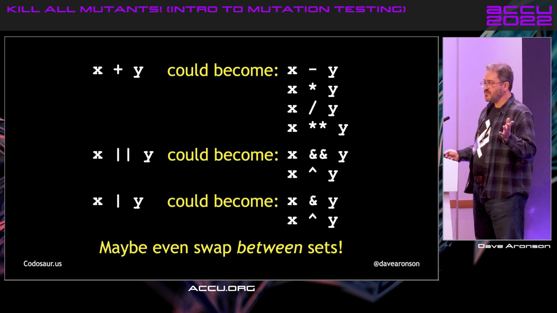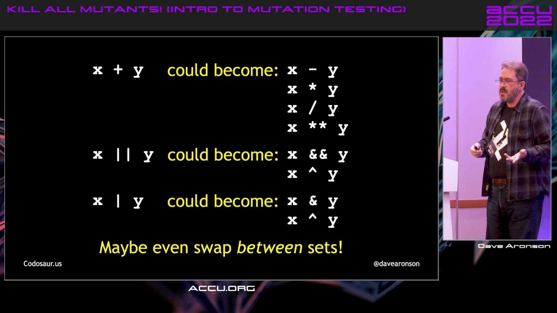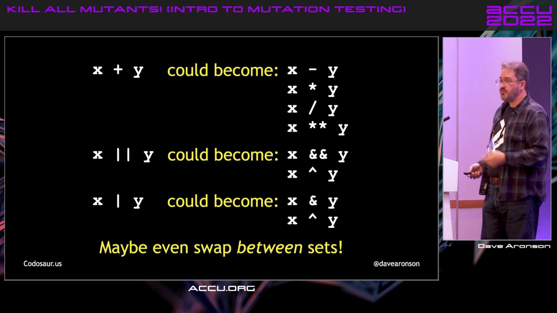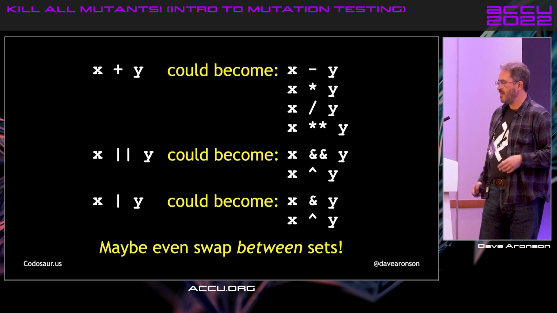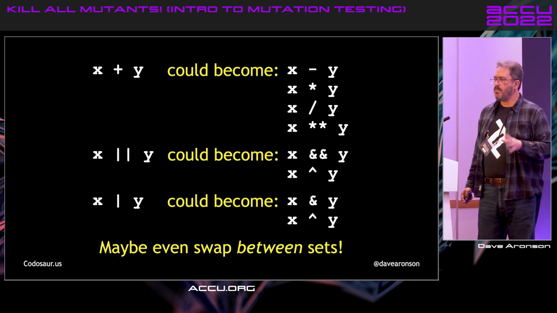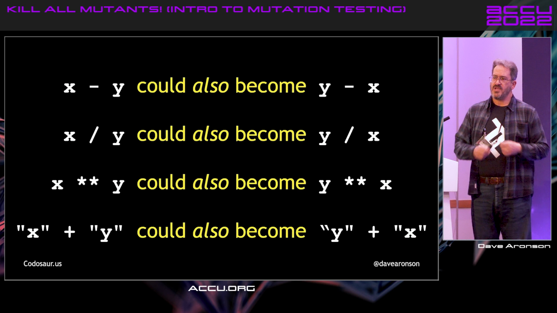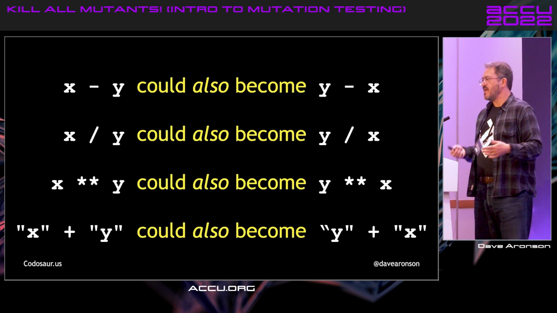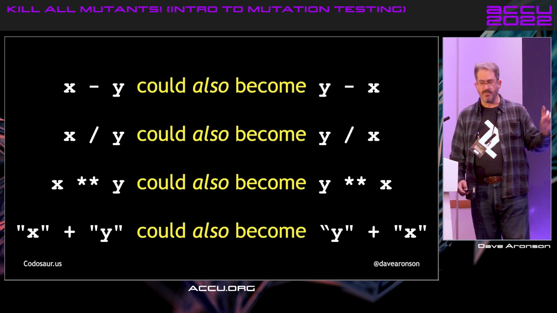But remember, some tools will only make one change per node. So for instance, a plus might only be changed to a minus. While with other tools, it could be mutated into any of those and a lot more. That will find a lot more possible errors. When the order of operations matters, such as with subtraction, division, exponentiation, or string concatenation, it could swap them.